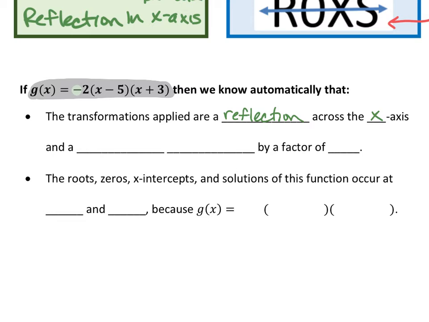And because the a value, or number in front of the parentheses, is 2, that's a Dolly Parton number, that means that this is going to be a vertical stretch by a factor of 2. Now that's great. So I know it's going to be flipped over and narrow, more narrow than the parent function. I also know automatically what the roots, zeros, x-intercepts, and solutions are. But just like when we did solving by factoring and we have factored form, the number that we're plugging into the equation changes because a minus sign is in the equation already, and minus a minus is plus.